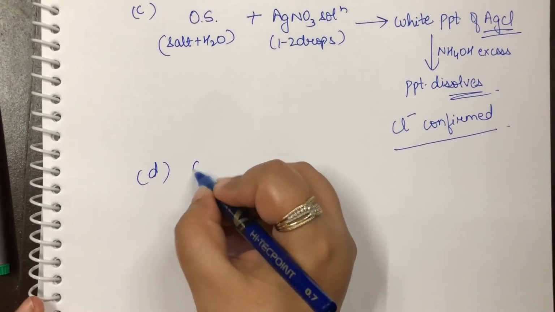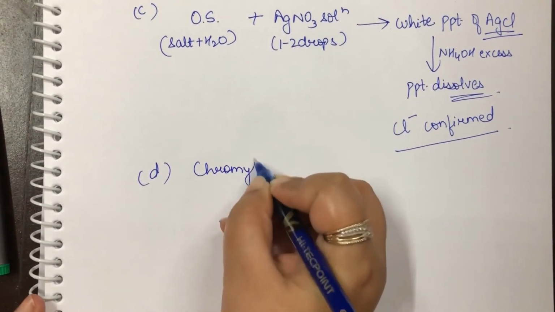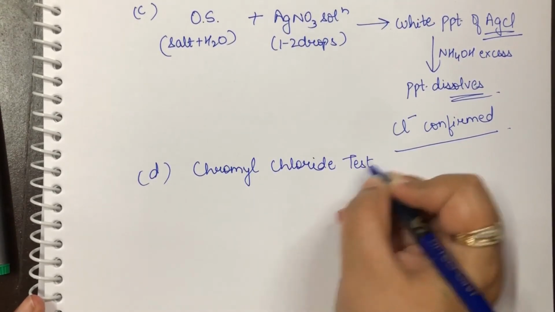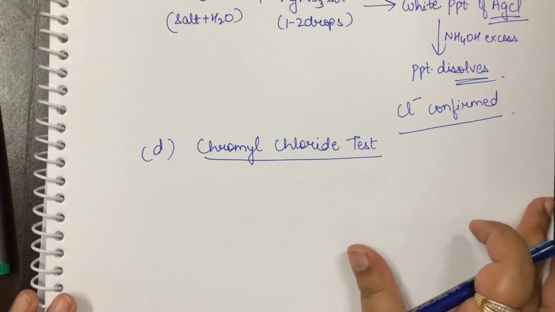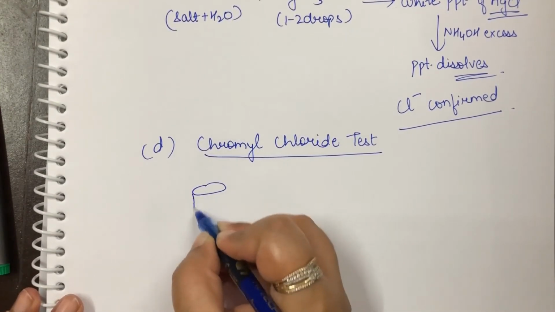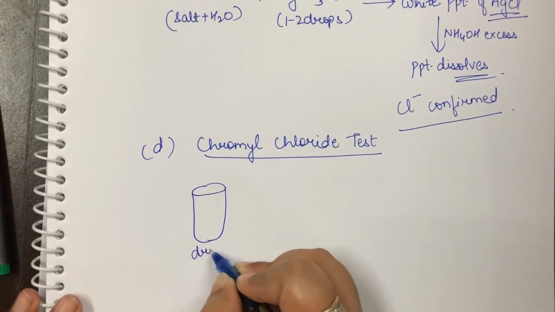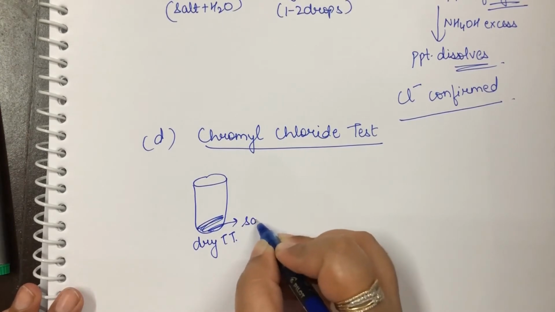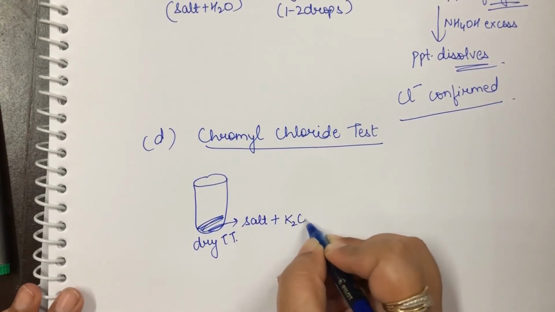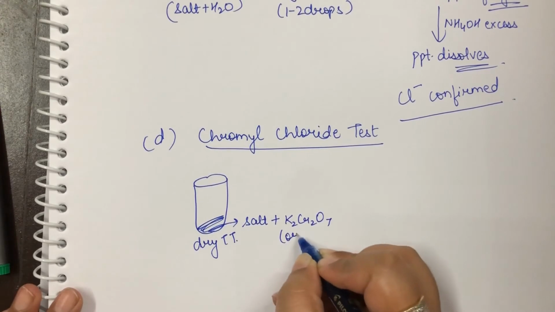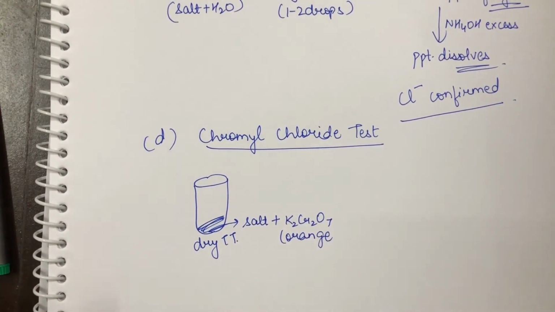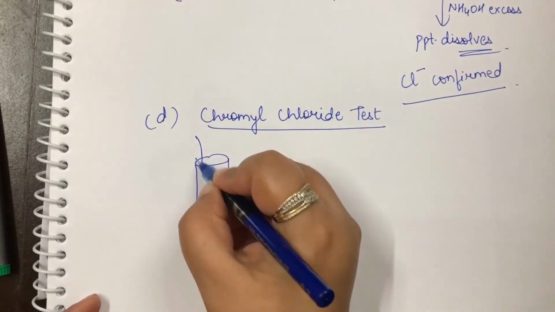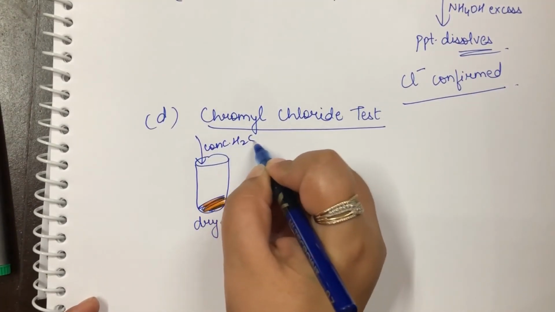This is called the chromyl chloride test. Now what is this test? You take a dry test tube. Okay, you have here your salt plus K2Cr2O7, which is obviously orange. So let me make it a little like this. Now what you will do is you will add concentrated H2SO4.